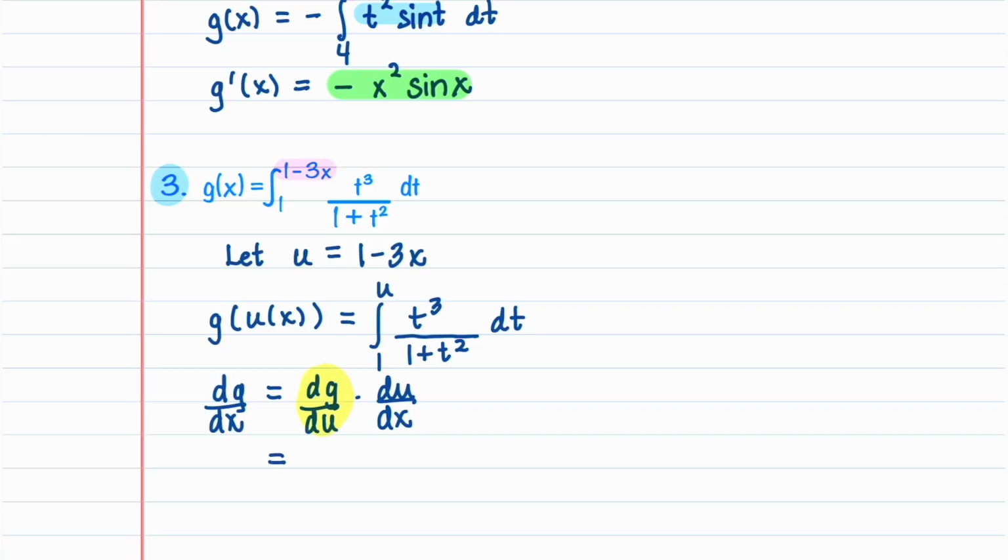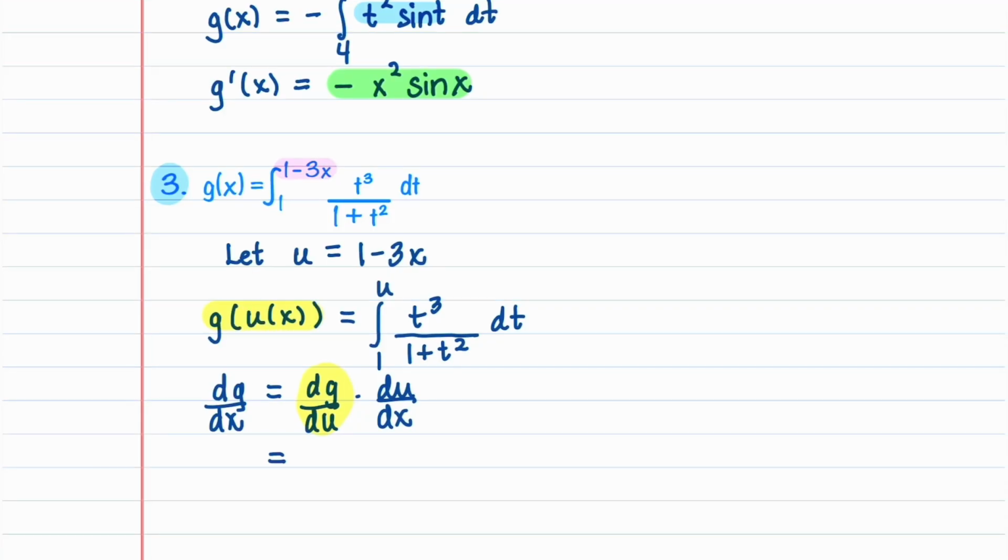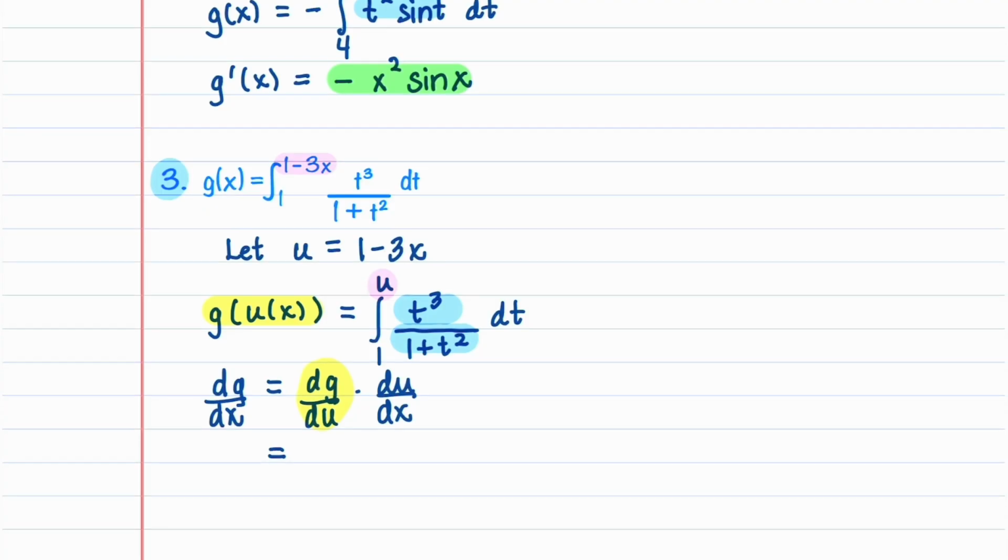Let's look at dg du first. That is just the derivative of this function right here with respect to u. And now u is our upper limit of integration. So dg du is just this integrand evaluated at u. So this gives us u cubed, all divided by 1 plus u squared. Now we have to think about du dx. u is given right here. So du dx is just the derivative with respect to x of 1 minus 3x.